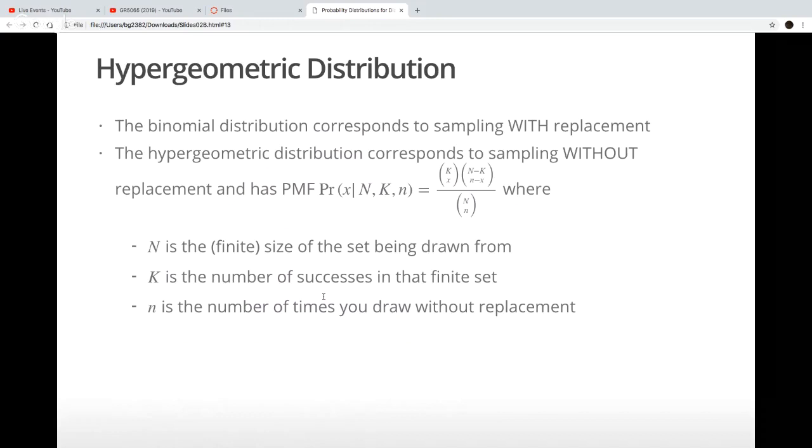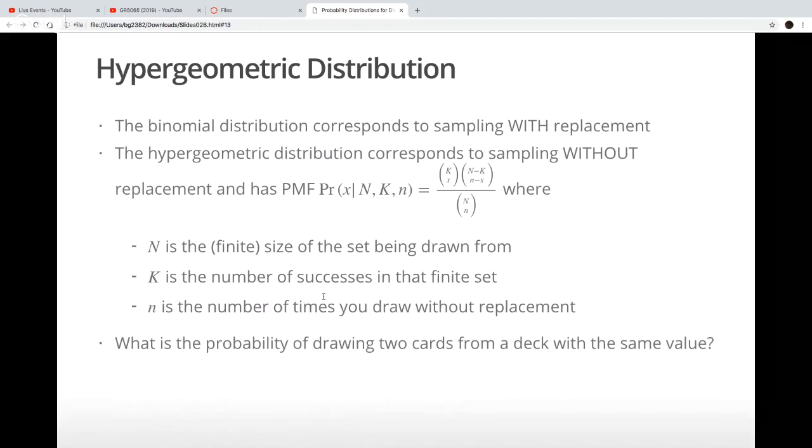And the hypergeometric distribution has a probability mass function depending on N, K, and little n that can be expressed as a ratio of choose functions. So N is the size of the set that you're drawing from. K is the number of successes in that set. And little n is the number of times you're going to draw from that set without replacement. So you draw the first time, keep it out, draw the second time. But the second time you draw, the probabilities changed relative to the first time you drew because your set changed.